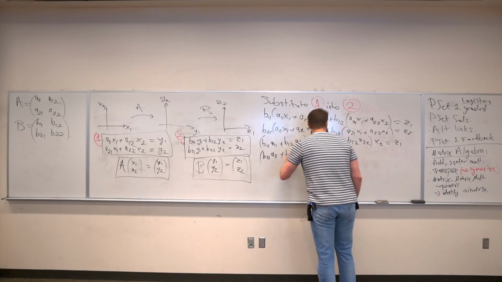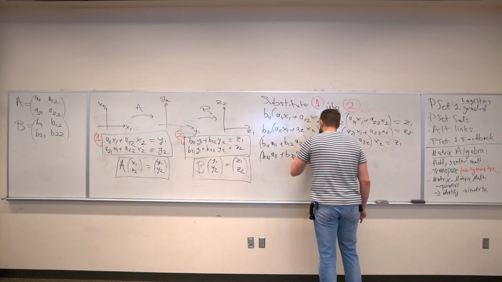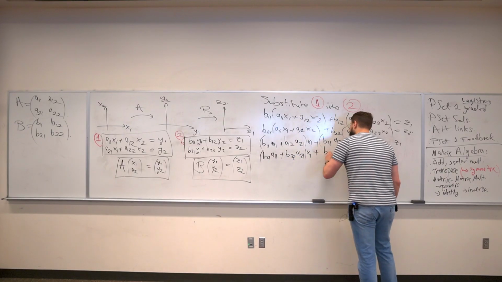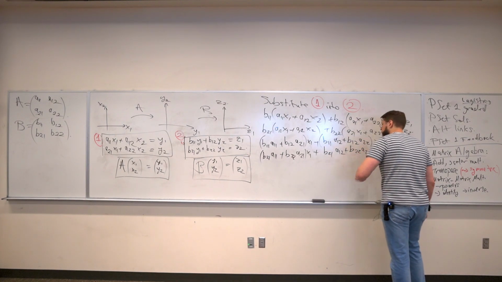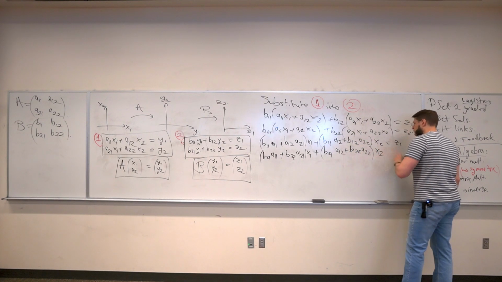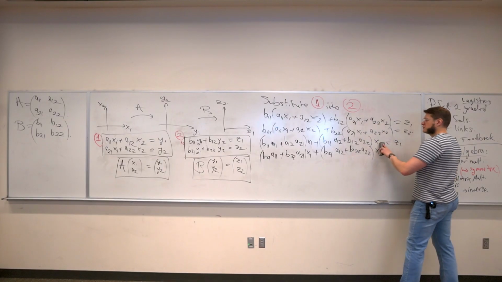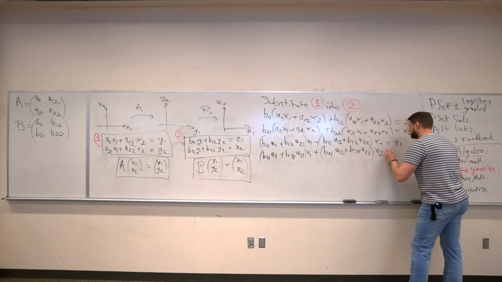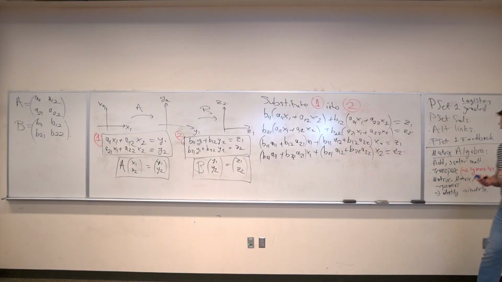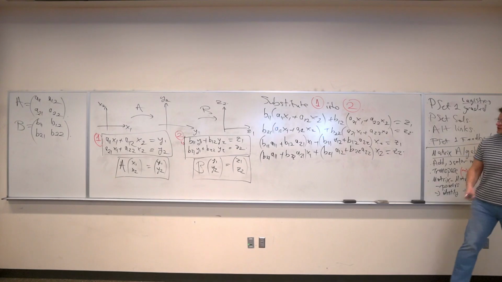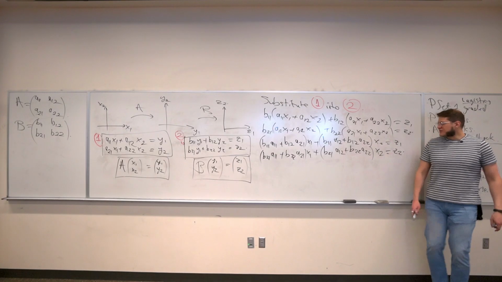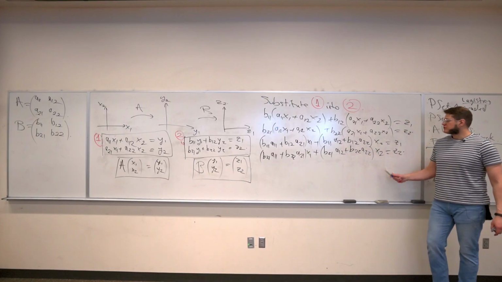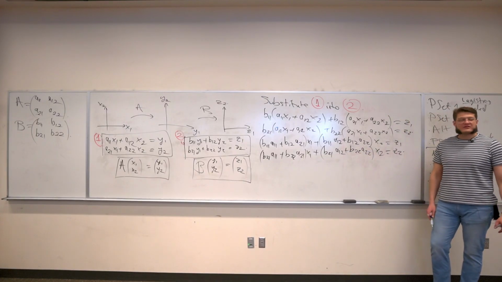Plus b21a12 plus b22a22 times x, and that should be a 1, I guess. Oh, that is true. That's x2 equals z2. Okay. Why did I do this? Because again, I want to see sort of like a linear system notation. I want to think of x1 and x2 as the unknown, and z1 and z2 as the known, or the right-hand side.